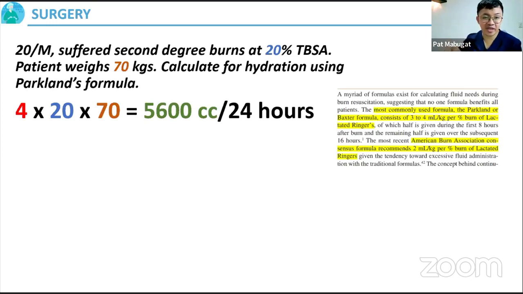That's 4 times 20 multiplied by the weight of the patient. So it's 4, which is again constant, 20 burn percent, 70 kilograms. So 4 times 20 times 70, you get 5,600 cc in 24 hours, right? How do you give it? You need to divide it into 8 and 16 hours. You divide it into 2, you give the first half in 8 hours, you give the second half in 16 hours, right?